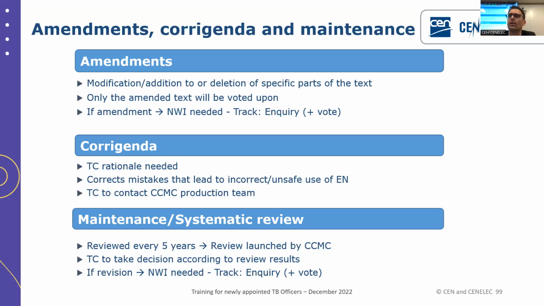And if you decide to go with an amendment, you need to follow the normal process. So the TC secretary needs to launch a CIB for approving the new work item. And if it's approved, there will be the normal track of inquiry and formal vote.